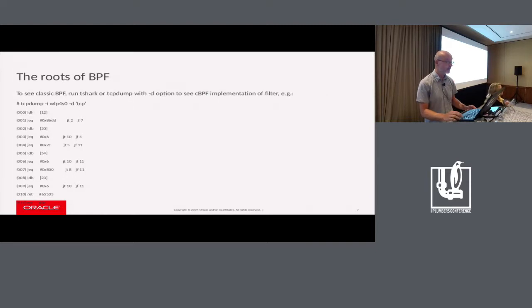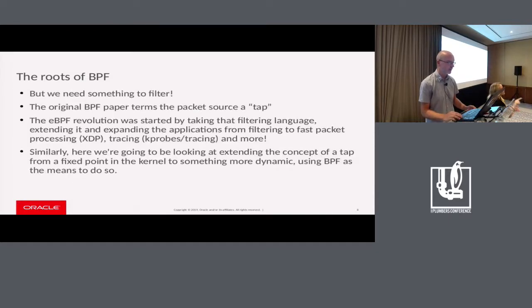You can see classic BPF today if you run tcpdump with a -d option to dump out the information, and you can see how all of that looks. For just a simple filter like tcp, there's a couple of different cases here like IPv4 and IPv6, and you'll notice some of the magic numbers there, and they'll probably help orient you to that. But of course, we need something to filter. So in the original BPF paper, Jacobson talks about the tap and the filter. The tap is the source of the packets.